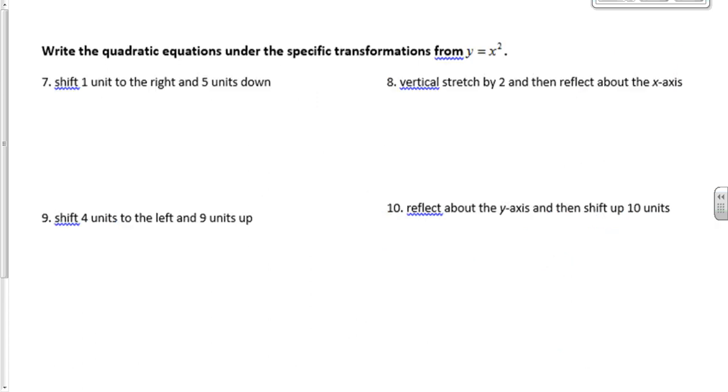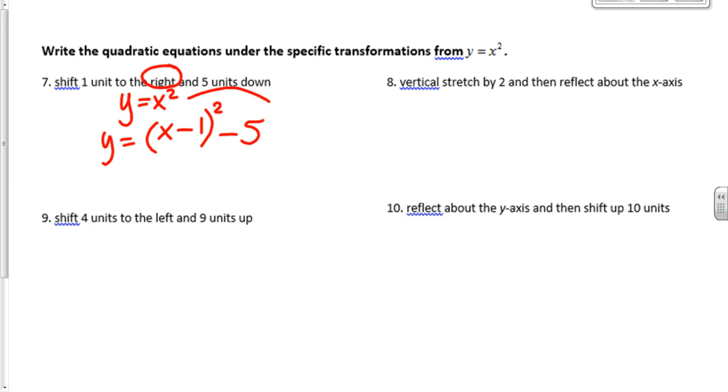Alrighty. Just 4 more problems. This is where they want you to write the equation. So number 7 says shift 1 unit to the right and 5 units down. So we're using this original equation of y equals x squared. Anything that's moving left and right happens inside my parentheses. Okay, so I need to open up my parentheses. To the right, that means it's opposite, so -1. Okay, 5 units down. That actually is outside the parentheses, and it's exactly what you'd think. So since it's down, we're going to have a minus sign. That would be your equation.